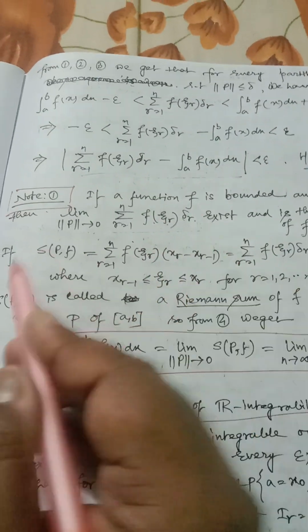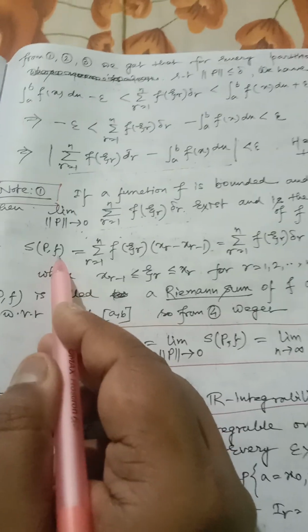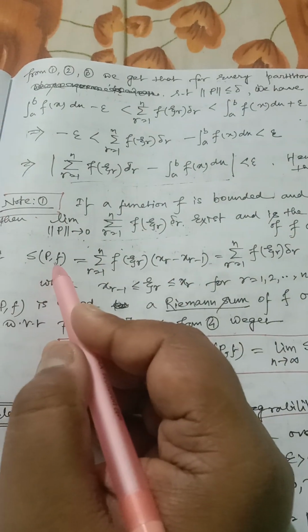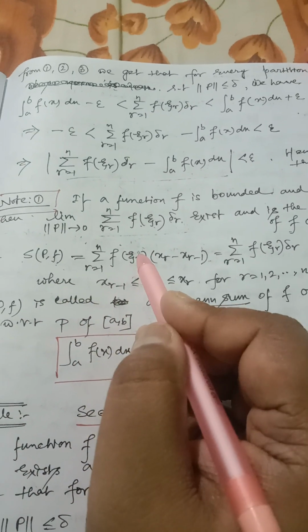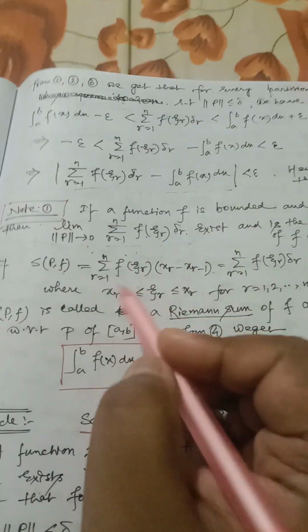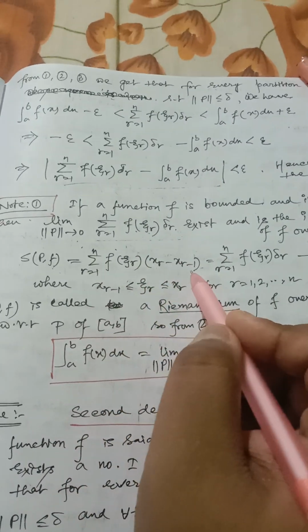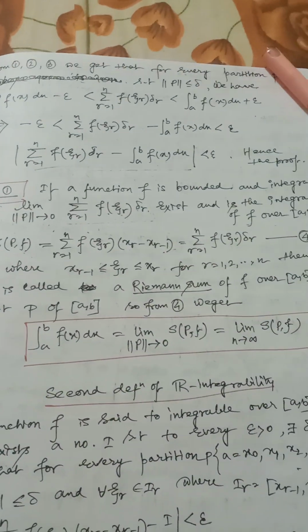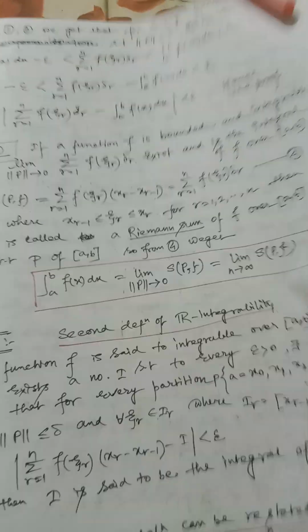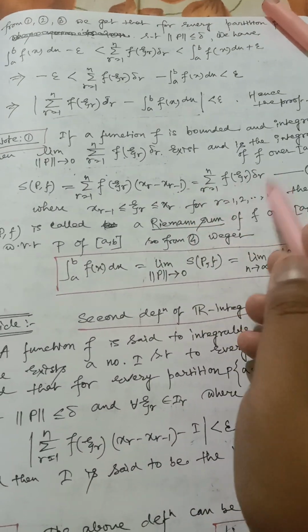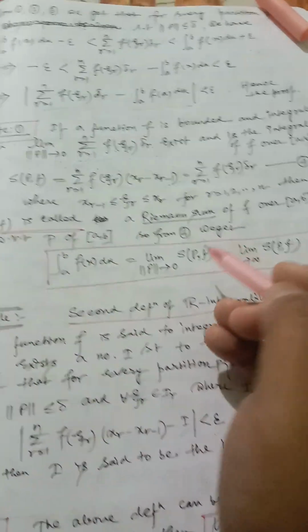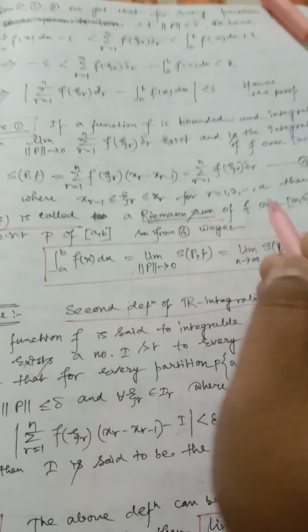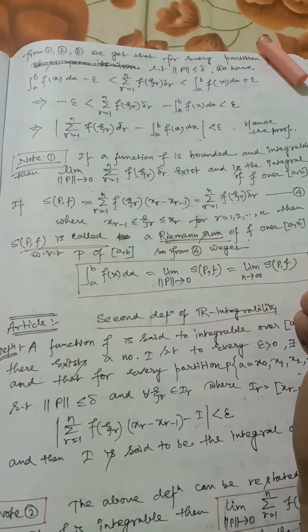Also let us define summation f of xi r del r for our convenience as SPF. In some books you can also find this same thing written in the form of SPF xi, because the point is taken under consideration here as xi. Now xr minus xr minus 1 refers to the length of the rth interval. So that's why we can say summation f of xi r into del r. Now this particular sum SPF is also known as the Riemann sum, corresponding to the function f over the closed interval a comma b.